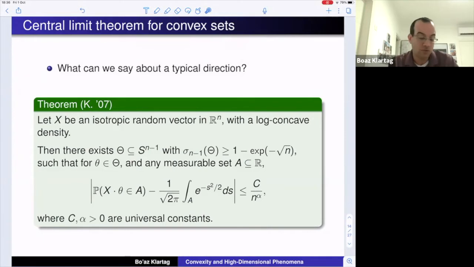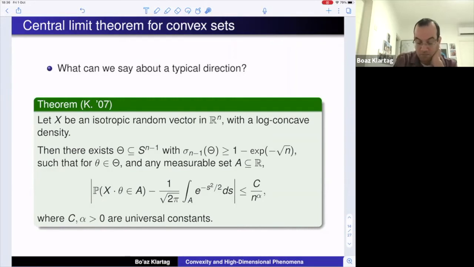Do you have something like the central limit theorem? So the answer is yes, and yes, we do have a central limit theorem for convex sets. Let me read out the formulation of this theorem. Suppose that you have a random vector x in R^n, with isotropic normalization, and a uniform distribution on a convex set or some log-concave density.